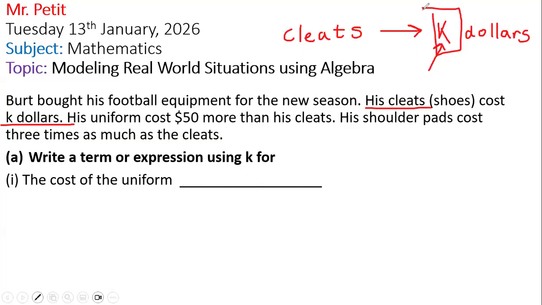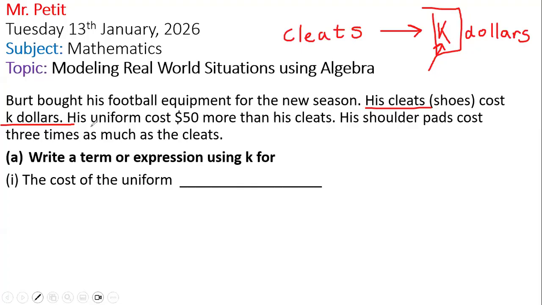Y'all understand that? So with this particular word problem, we're using algebra. So don't say, well, Mr. Petit, they didn't tell us what it is. Well, they didn't tell us because we don't know yet, right? So they coded inside these letters. So they say that his cleats or his shoes cost K dollars. What is K? K is a certain amount. That's a certain number. It could be 5, it could be 10, it could be 80, right? So K is a letter that represents a number, all right?